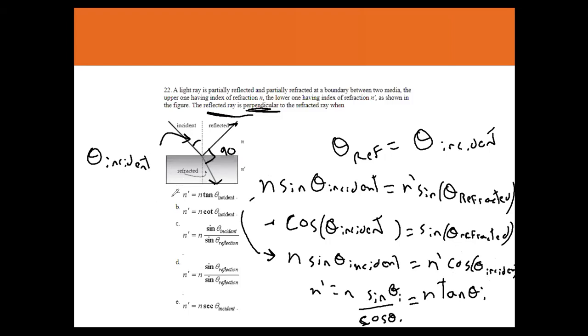Sir? Yeah. How is n sine angle incident equal to n prime cos of incident? How did you get that?